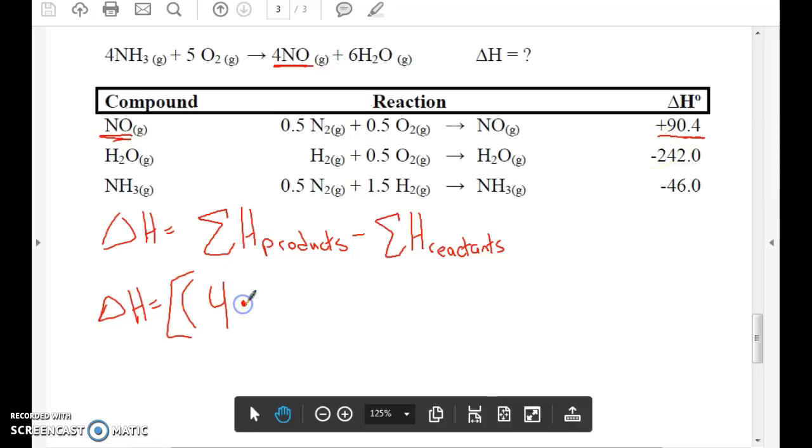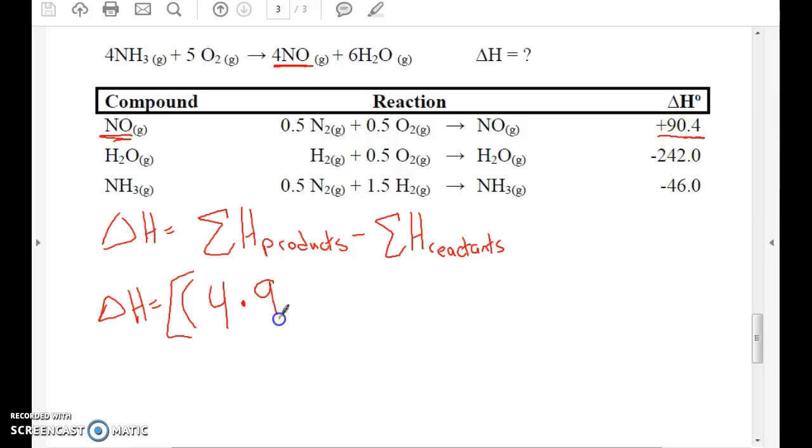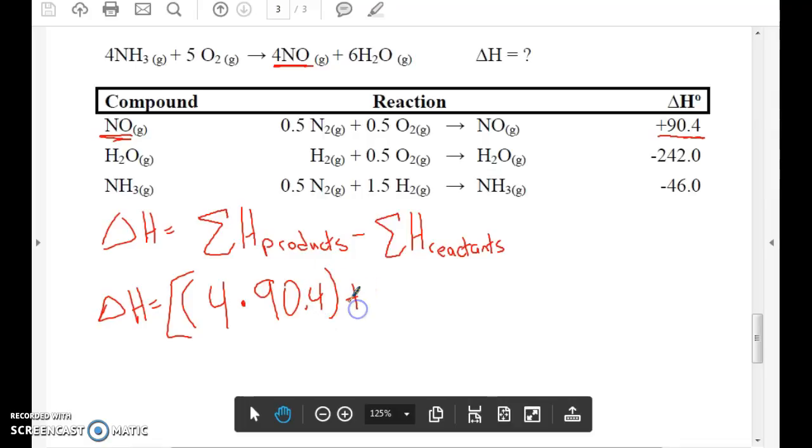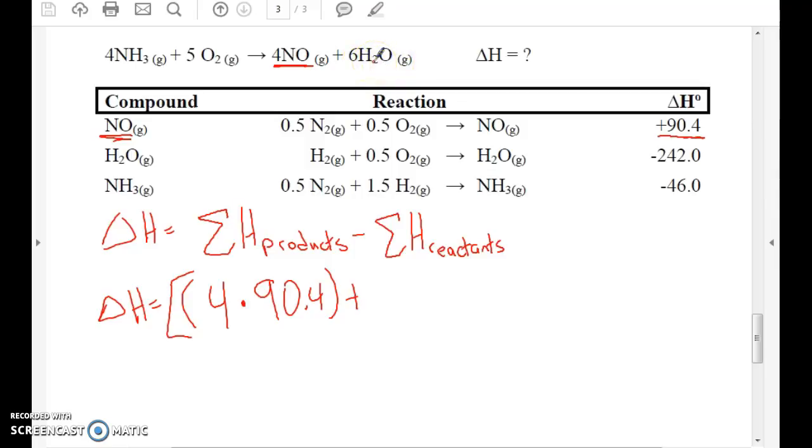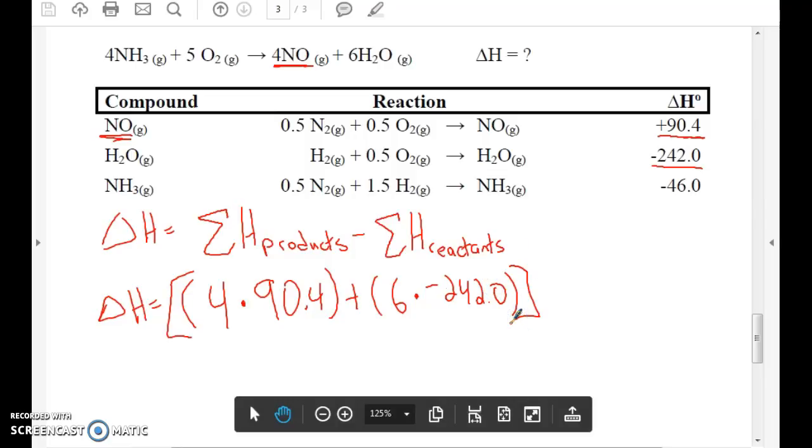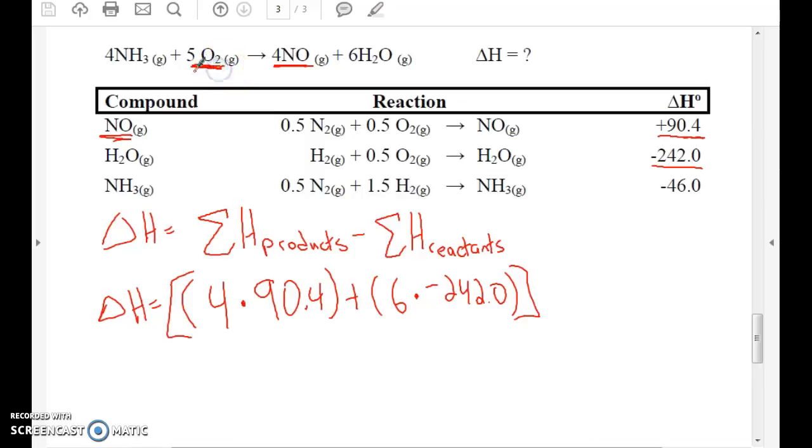So what we have to do is do 4 times the delta H for nitrogen monoxide, which is 90.4. Add to it the other product, which is 6 moles of steam. So we're going to do 6 times the number for steam, which is negative 242.0. That takes care of the 2 products. Now, on the reactant side, nothing was listed for O2 in that left-hand column. So we left O2 out of it. What you see is O2 shows up all over the place here, so it's just going to work itself out in the end.